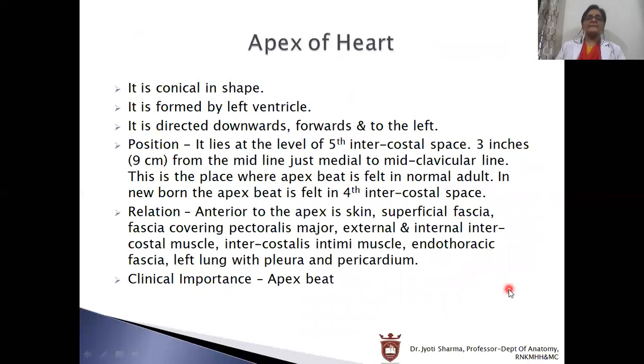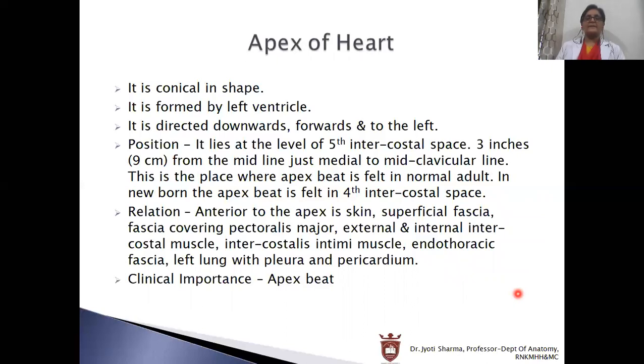Now we see the apex of the heart. It is conical in shape. It is formed by the left ventricle. It is directed downwards, forwards and to the left. When we see the position of the apex, it lies at the level of the fifth intercostal space, 3 inches or 9 centimeters from the midline, just medial to the mid-clavicular line. This is the place where the apex beat is felt in a normal adult.